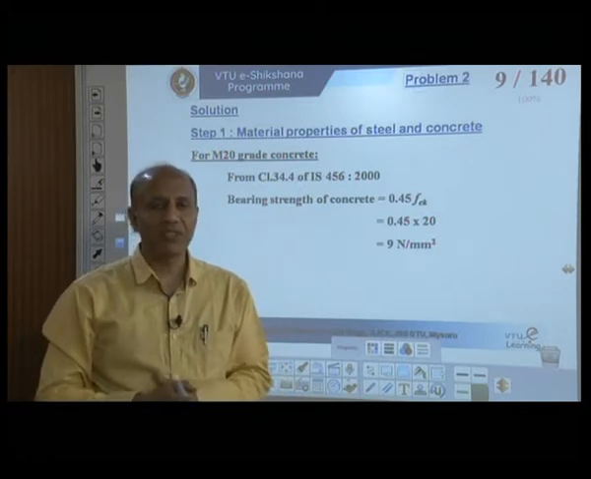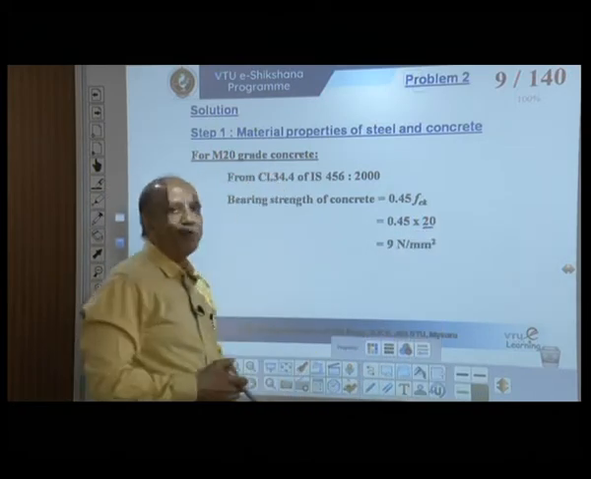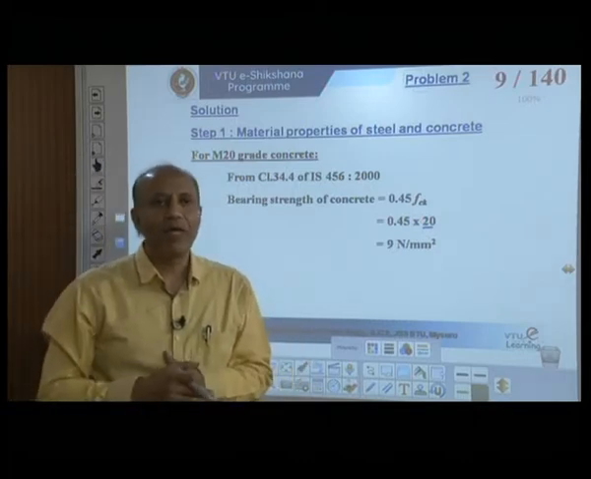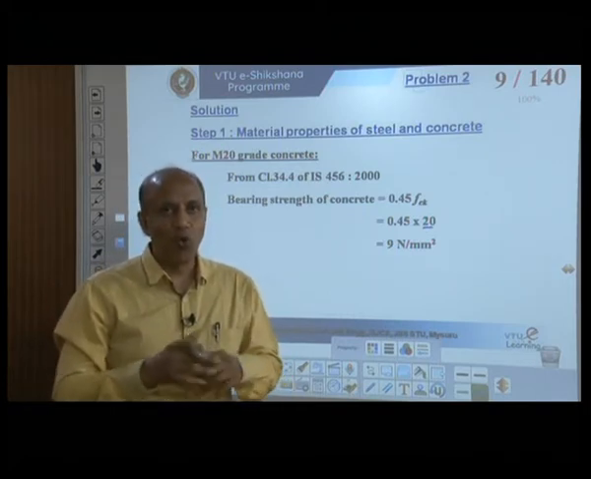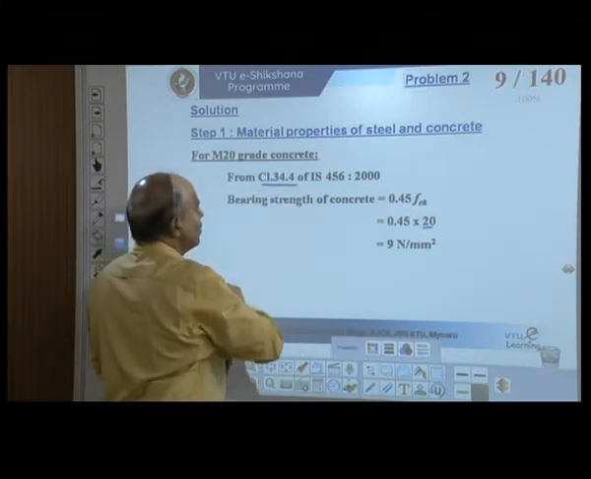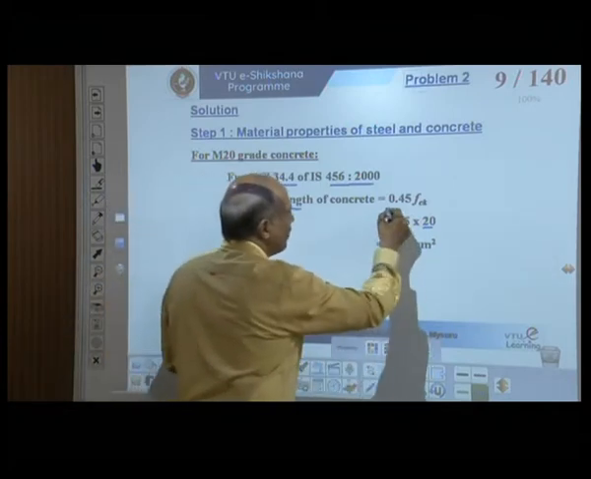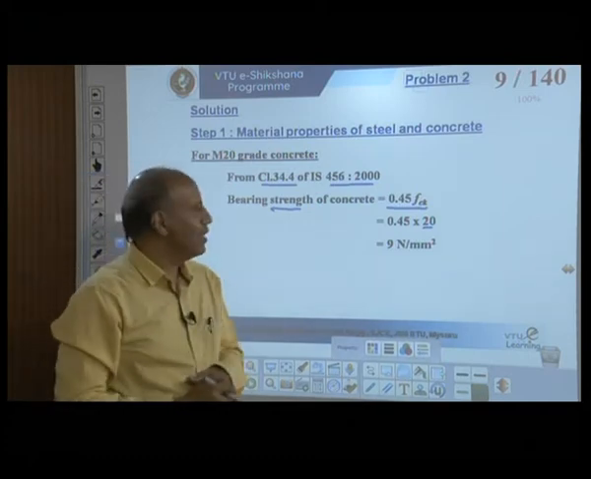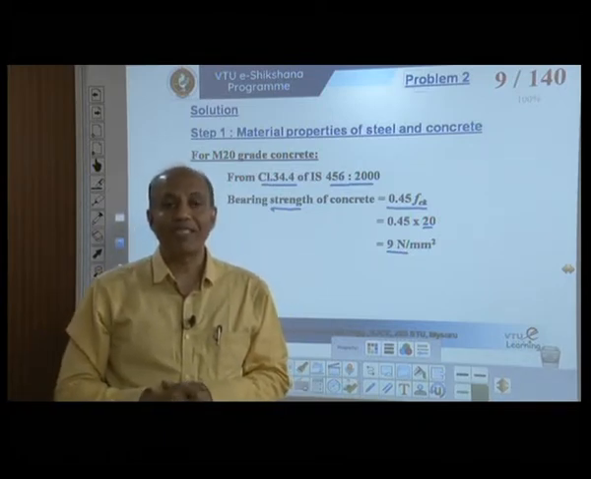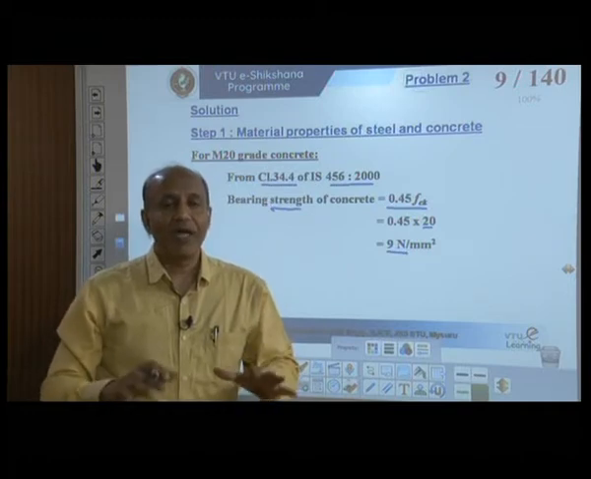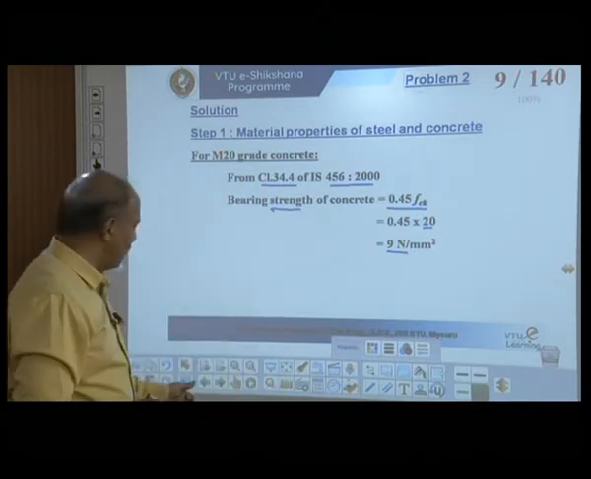Now, the first thing that we have talked about is the grade of concrete on which the base slab rests. It is given that the grade of concrete is M20. So, we need to understand the maximum bearing pressure that the concrete can endure when subjected to some stress or load. Now please understand, as per clause 34.4 of IS 456:2000, the bearing strength can be limited to 0.45 fck. In other words, we have to provide sufficient area of the base plate such that the stress in concrete should not exceed the bearing strength of concrete, which happens to be 9 MPa.